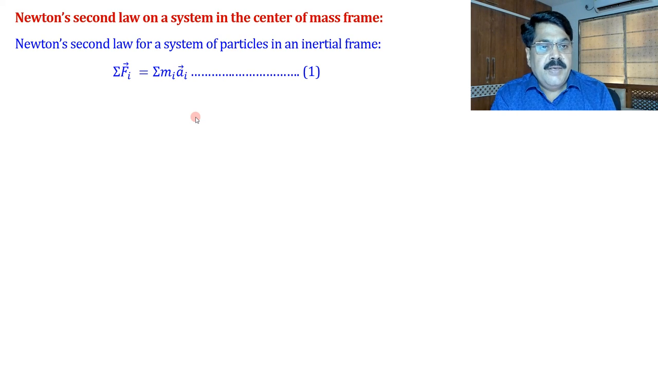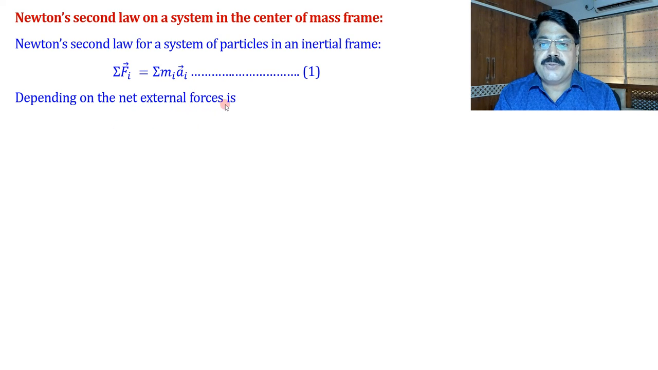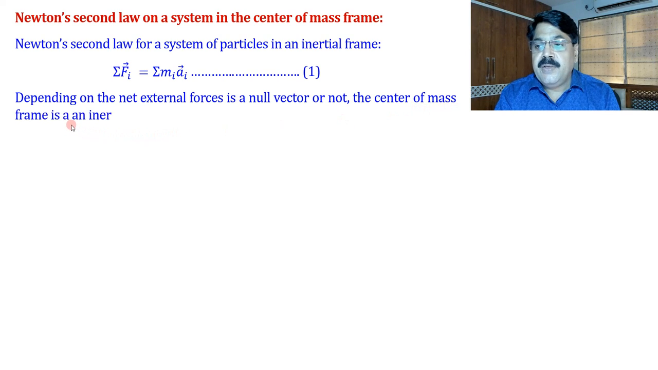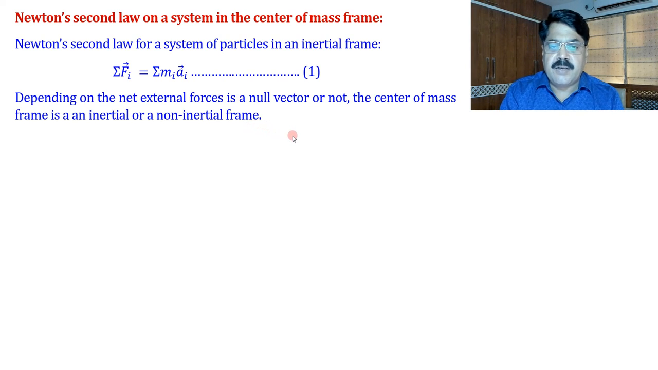Now we know that if the center of mass is accelerated, the frame of the center of mass will be a non-inertial frame. If the center of mass is not accelerated, its frame will be an inertial frame. So depending on whether the net external force is a null vector or not, the center of mass frame is an inertial or non-inertial frame. Before discussing both the cases, let us take the general case that the center of mass is accelerated, so its frame is a non-inertial frame.